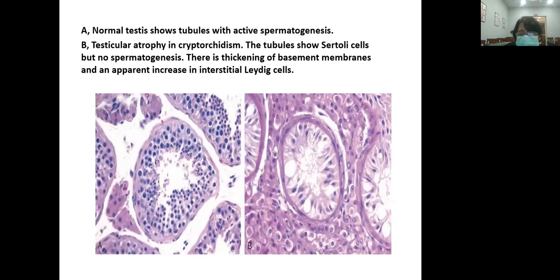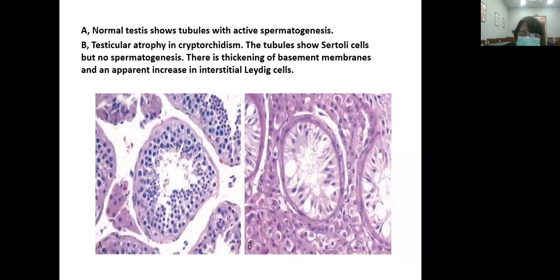The tubules are showing thickening of the basement membrane. It is thickened, and there is a loss of the germ cells, or ye jo lambe lambe cells beech mein pade hain, these are the supporting Sertoli cells only. There is no spermatogenesis. And these are the interstitial cells of Leydig.